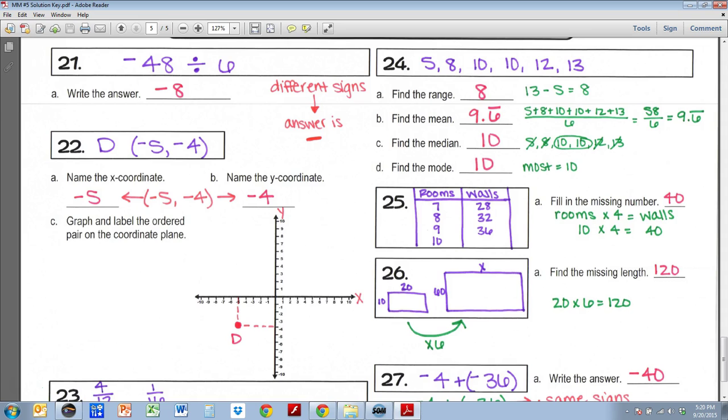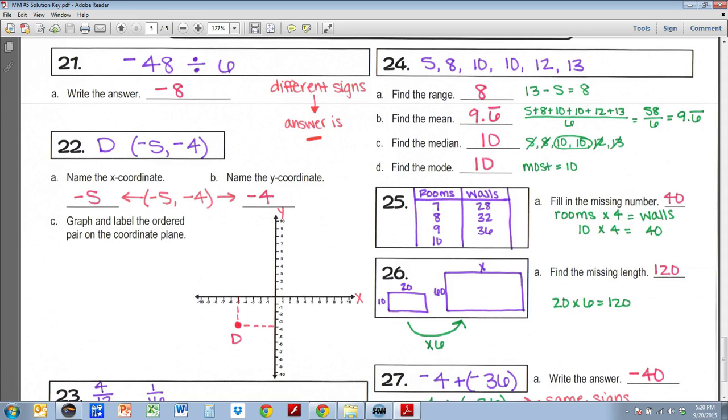24, we have all these numbers written. You should have made sure and written these exactly in your box, just like this. It says find the range. You're going to take the biggest number and smallest number and subtract. Easy. And that's 8.